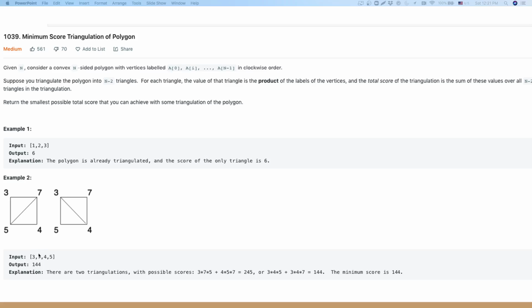Let's say in the first case, if we pick 7 as the node, then we can have 3 times 7 times 4, and then 7 is gone, and then we can have 3 times 4 times 5. That's how we translate this particular problem into the previous problem. In the previous problem, we burst some balloons and then reduced the adjacency, and in this case we are picking the vertices as the node to form a triangle.